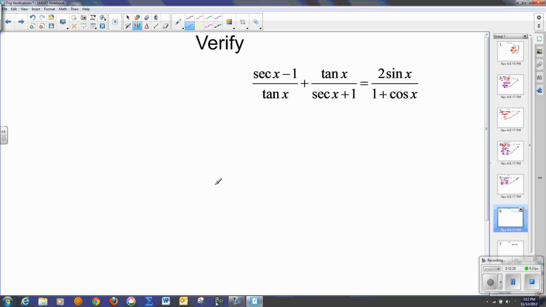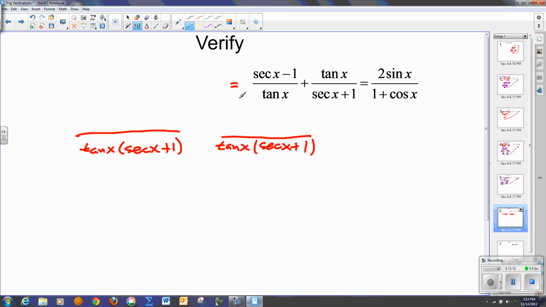All right, here's an example. No Pythagoreans in the problem, but I've got an addition of 2 fractions. So what I'm going to do is get an LCD. So let's do that. My lowest common denominator in this case is going to be tangent and secant plus 1. And I'm going to rewrite that twice and make 2 fractions so we all know what's going on.